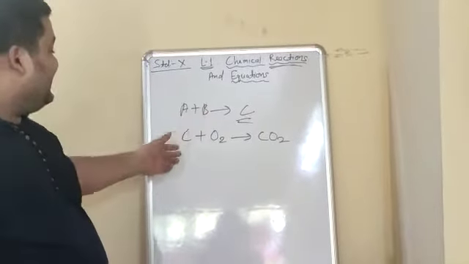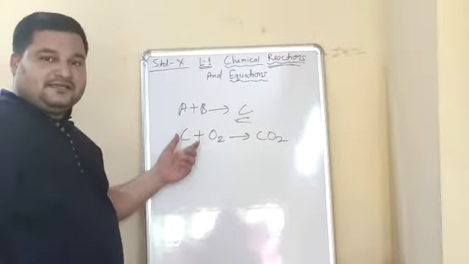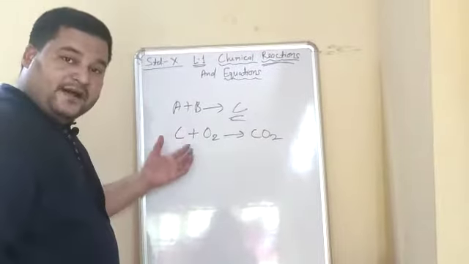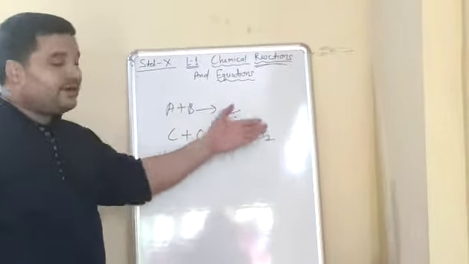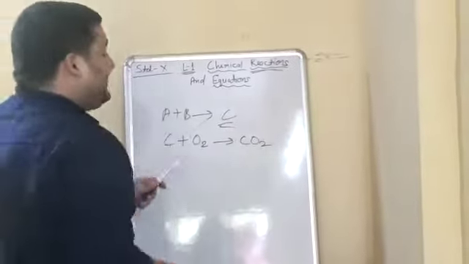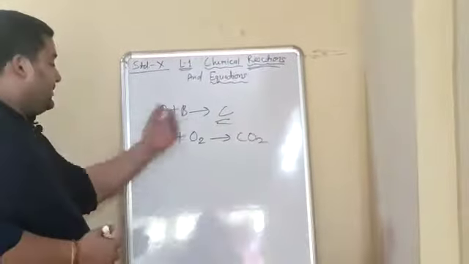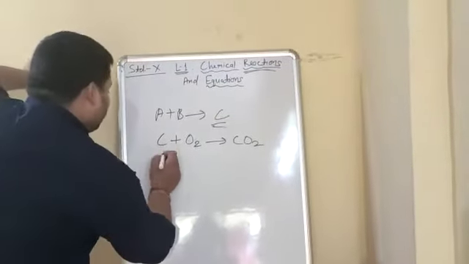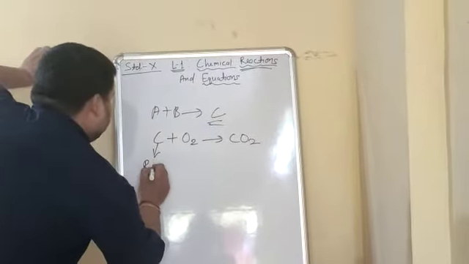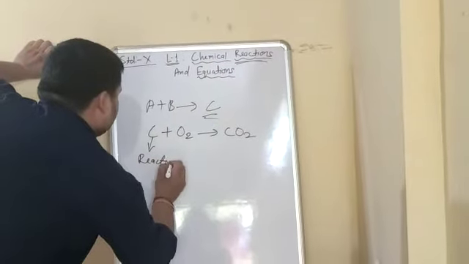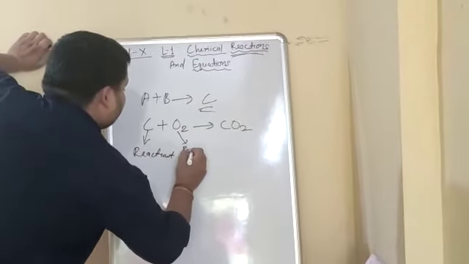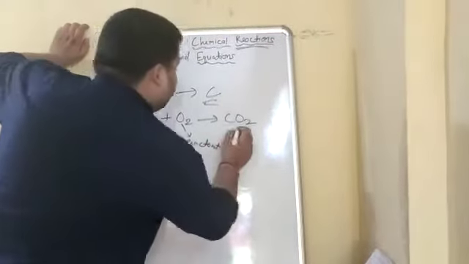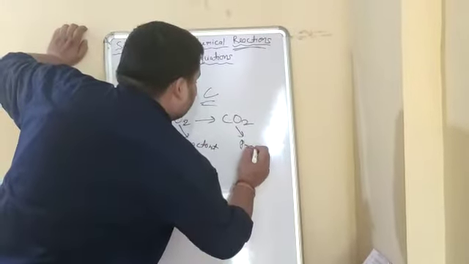So chemical reaction is a combination in which two or more substances combined or react to each other, form a new substance. In any chemical reaction, there are two parts, left side part and right side part. There are two or more substances. Left side part are known as reactant, and right side part is known as product.